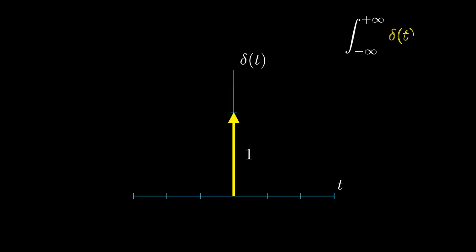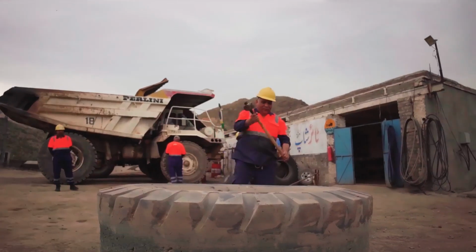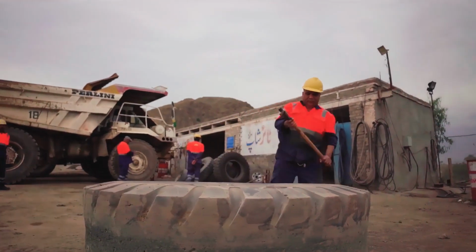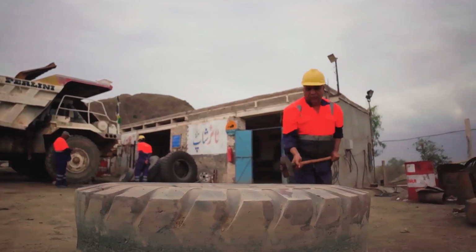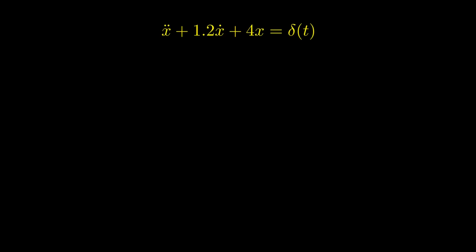It is a special type of signal that is defined with integration. It is not the height of the function that is equal to 1, but instead its integration. Intuitively, you can imagine it as a hammer that hits something for a very brief period of time. The left side of the differential equation is the differential equation for the underdamped oscillator.